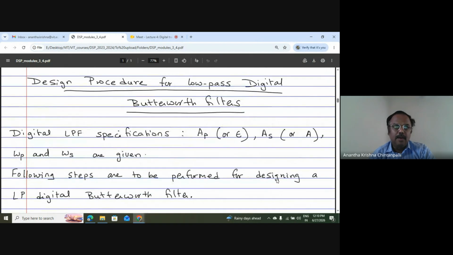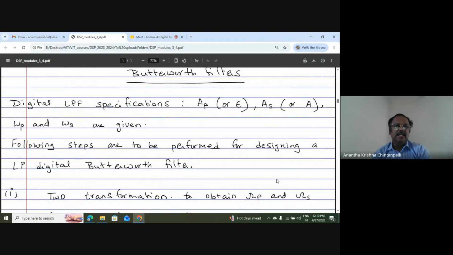Okay. So now we are going to talk about the design procedure for a low pass digital Butterworth filter. One thing you have to understand here is that we have designed H(s), which is a system function for an analog filter. In this case, it's a low pass analog Butterworth filter. So now how can I get the digital Butterworth filter, which is H(z)? We are going to follow a process such that we can convert H(s) into H(z).